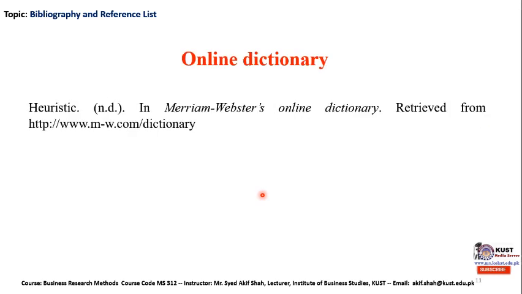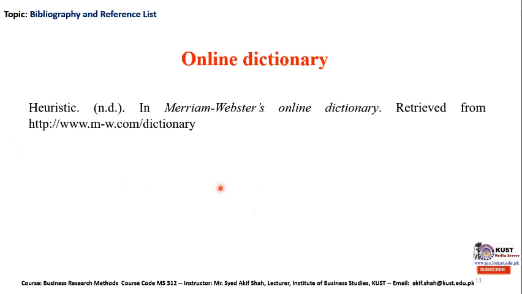You can also refer to the online dictionary if you have utilized that in explaining certain phenomena in your research work. The method to refer to that in your bibliographic and reference section is to write down the heading, n.d., in Merriam-Webster's Online Dictionary. This is the name of the dictionary, and this is the company or authority, retrieved from www.m-w.com/dictionary. You can find this online dictionary.